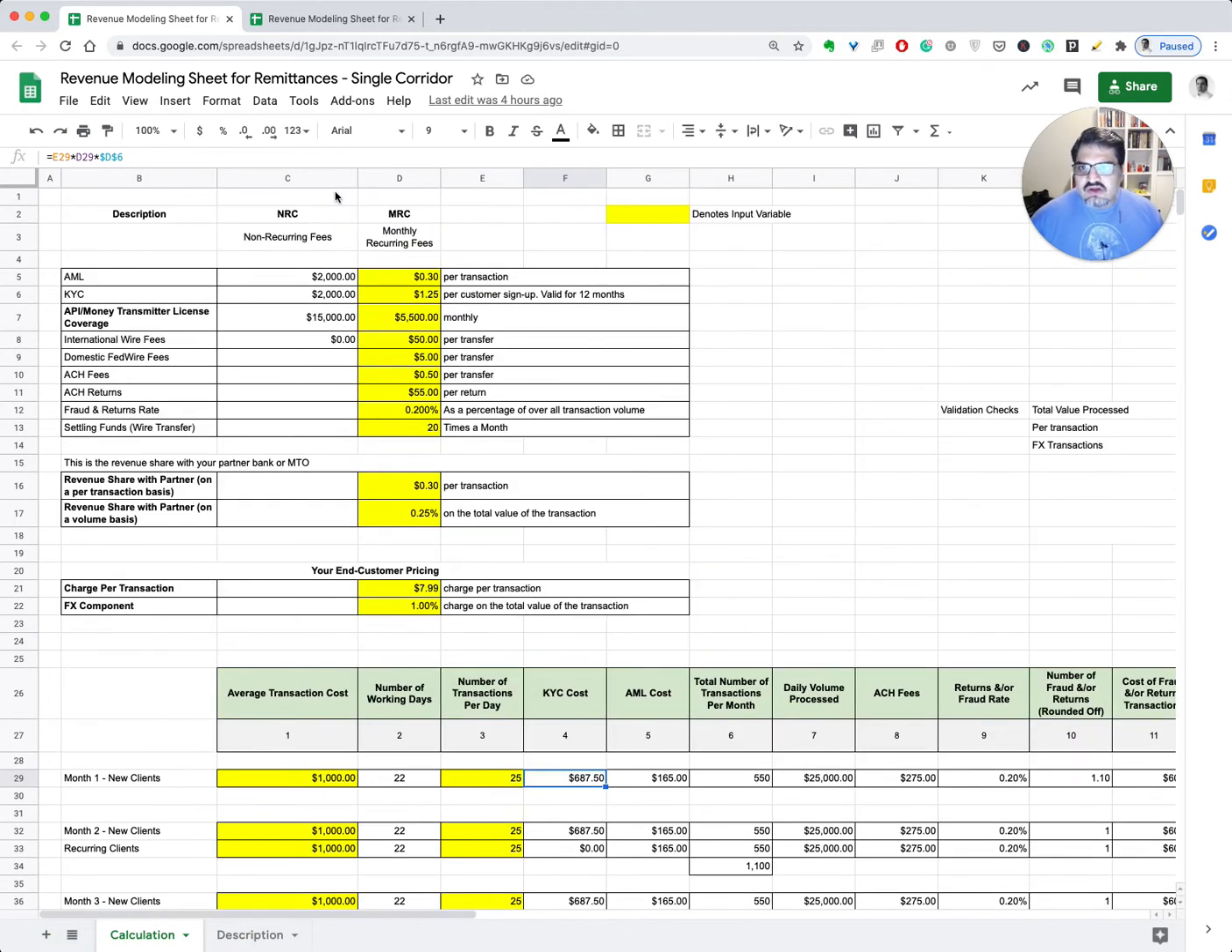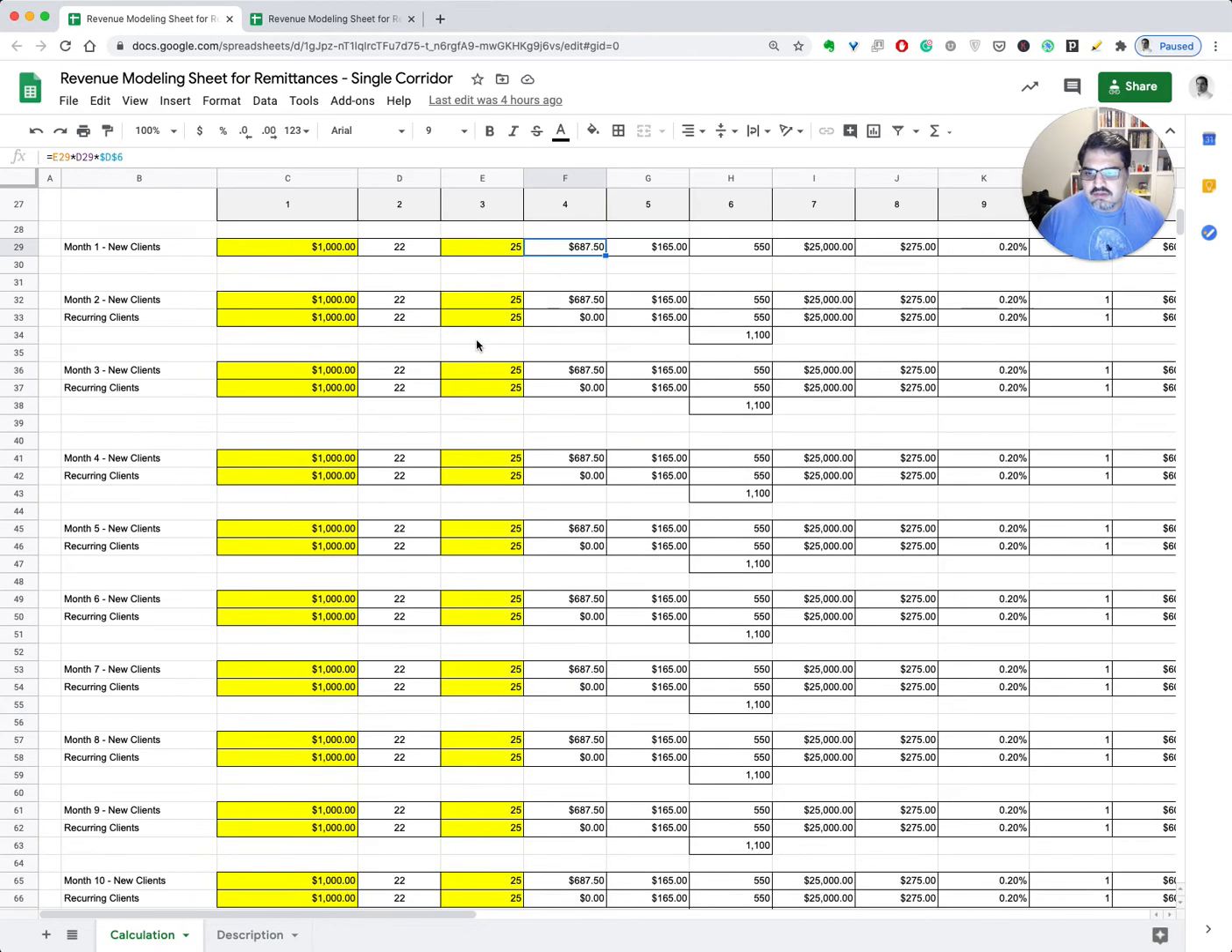And this is what I call the single corridor. So it's obviously just looking at one corridor, and it's looking at pretty simple things. We're looking at the United States from here, and it is not a complex version. It's a very simple version for you to work on and address all the parameters associated with trying to model revenue generation or revenue projections for your particular project.